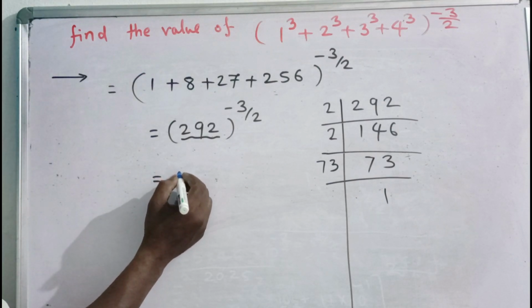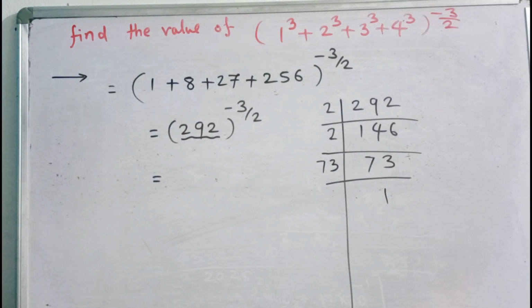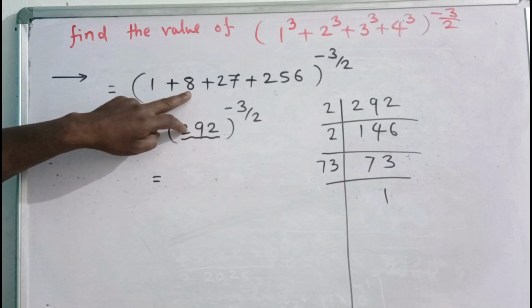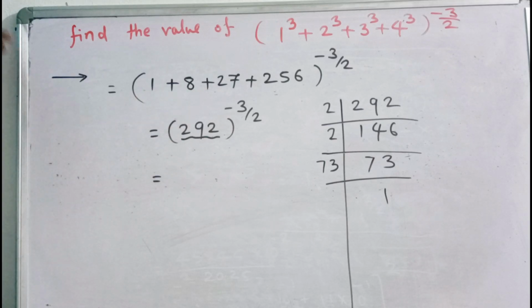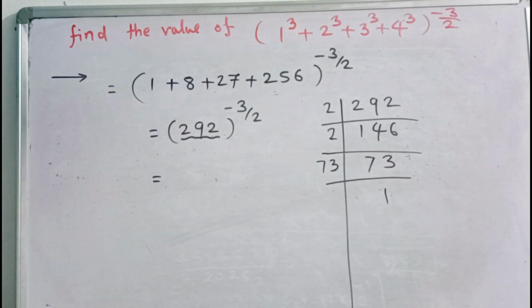Addition is equal, right? 256 plus 27 plus 8 plus 1, 292, correct. 73 is a prime number.